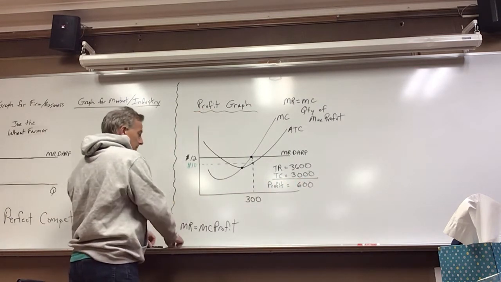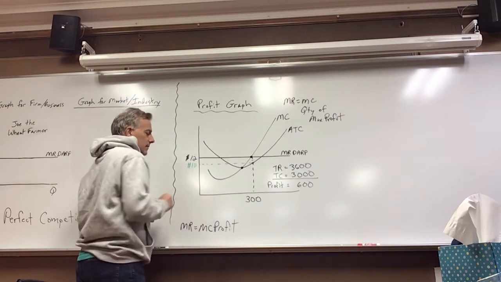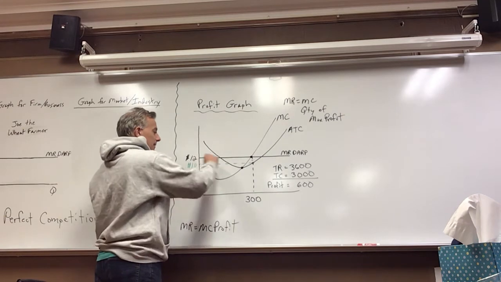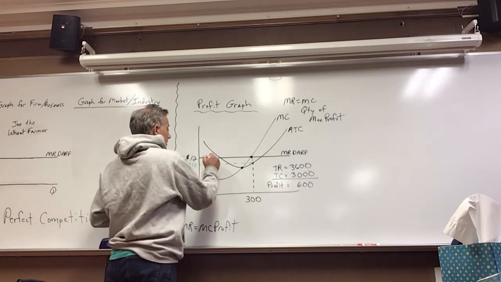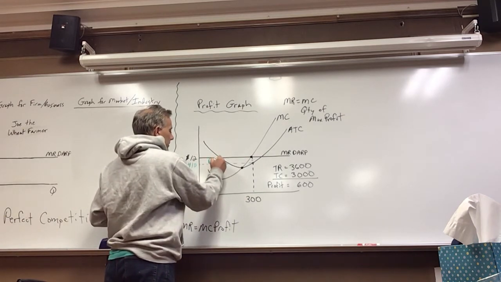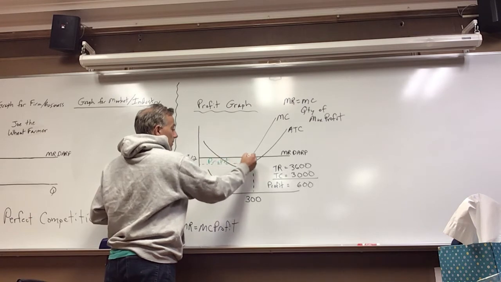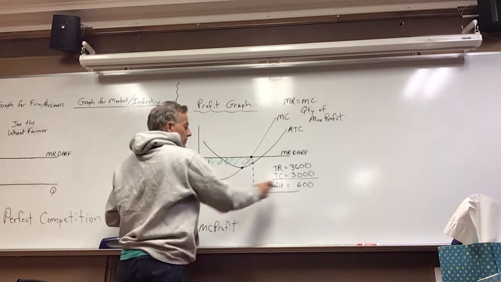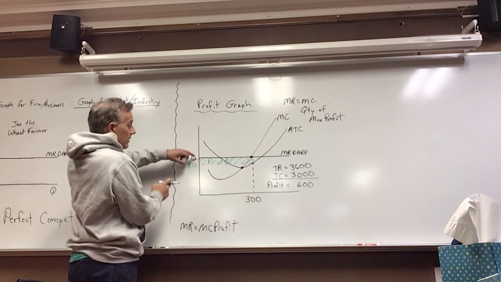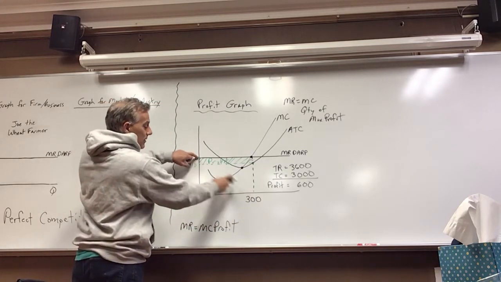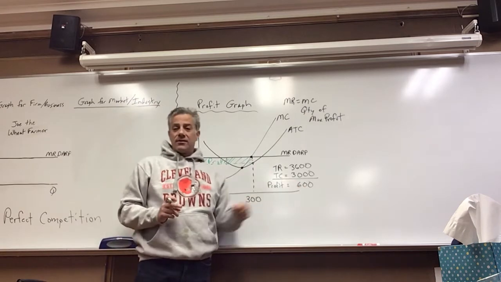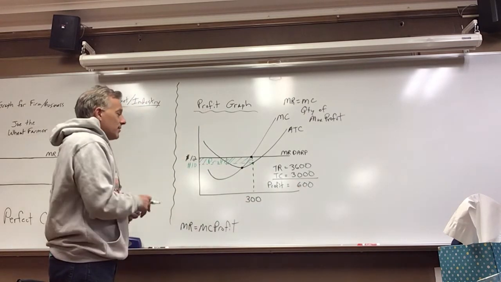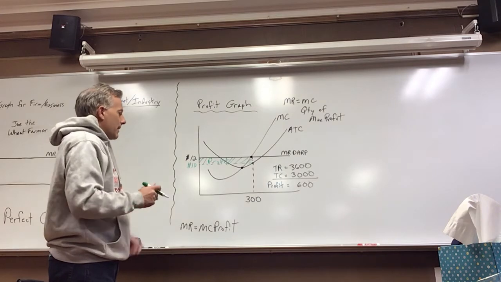Okay, so we've got the big rectangle, the smaller rectangle, and then the thing I call the isthmus of profit, a narrow strip. So I can calculate profit in two different ways. I can do total revenue minus total cost, or 12 minus 10 is 2. 2 times 300 is also 600. Okay? This is your graph for profit.